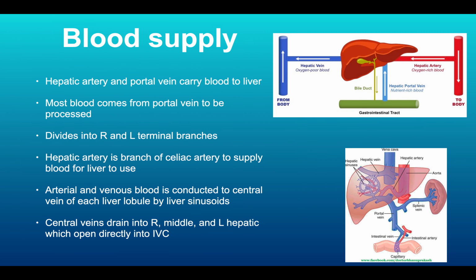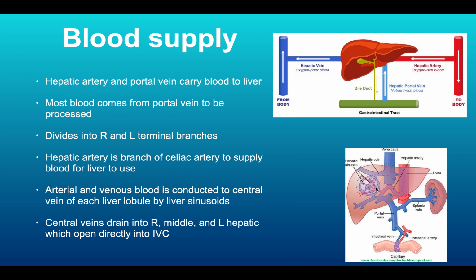Okay, so the blood supply is really important because there are two. The hepatic artery and the portal vein will carry blood to the liver, and most of the blood will come from the portal vein to be processed. And it goes straight from the GI tract up into the, well, not really, this is just a diagram, it doesn't go straight up, but it goes through the hepatic portal vein into the liver. And then inside the liver, it divides into the right and left terminal branches.